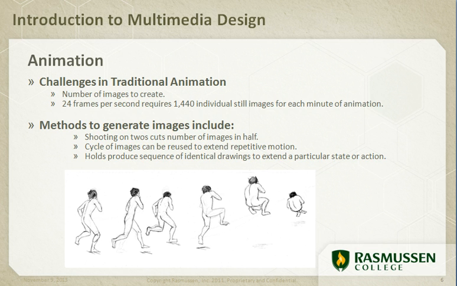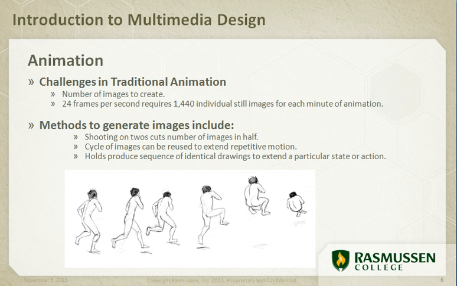Challenges in traditional animation are really in the number of images that have to be created. There's 24 frames per second, which requires 1,440 individual still images for each minute of animation. The methods of generating these images include shooting on twos, which helps to decrease the amount of drawings, but can have an adverse effect in that it could start to make the animation feel choppy.